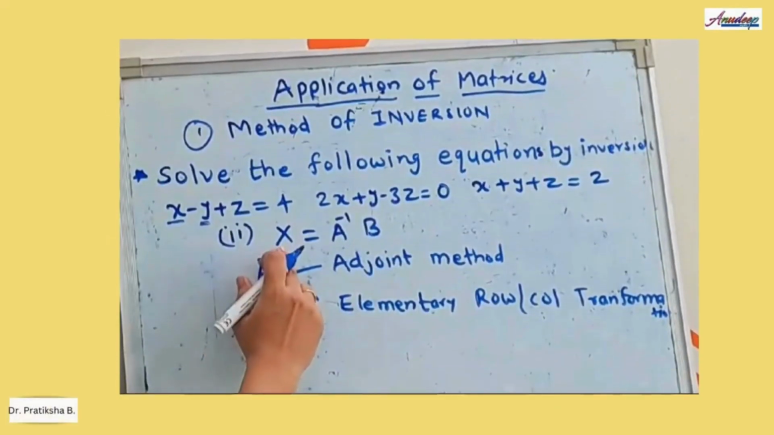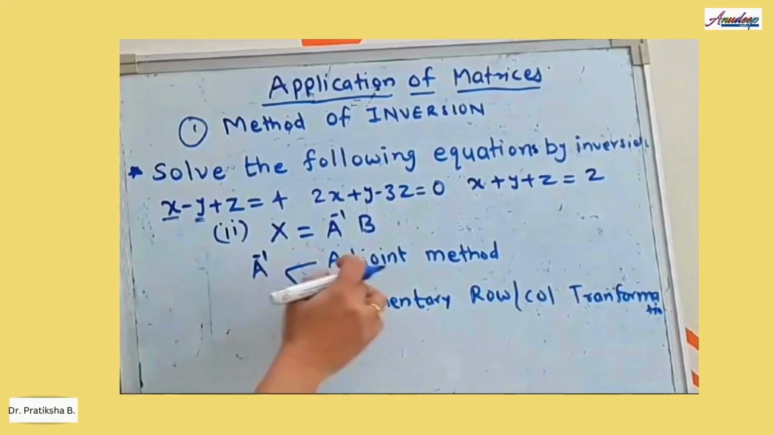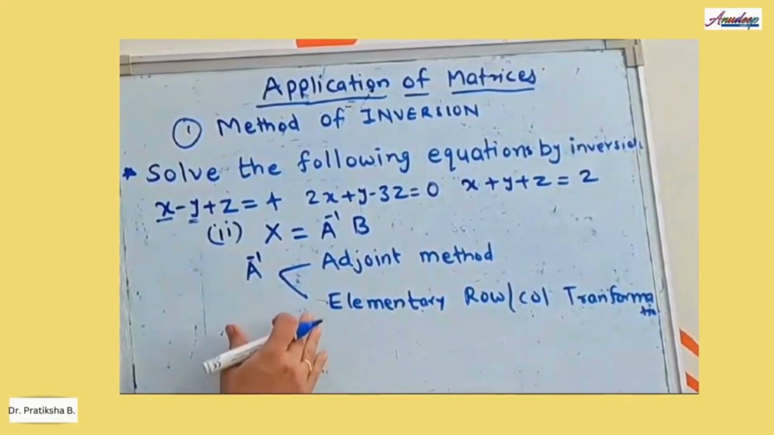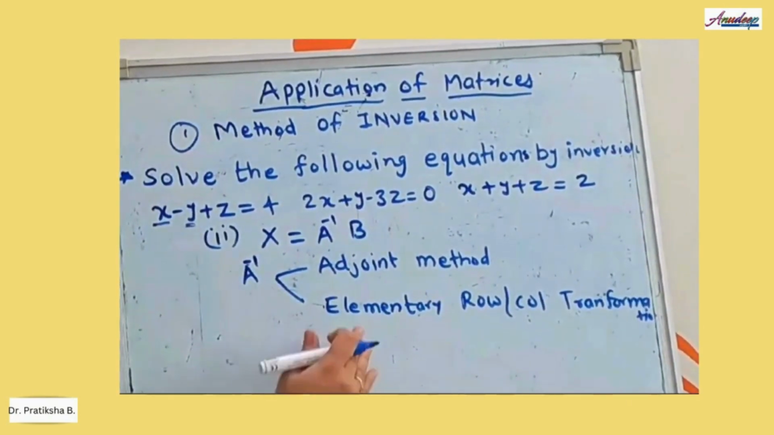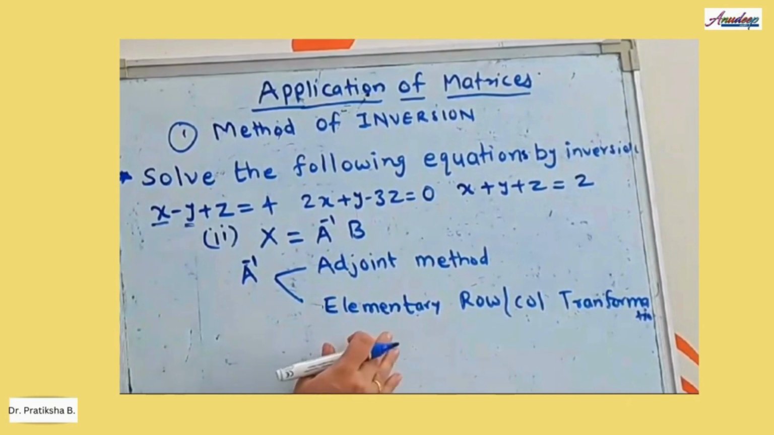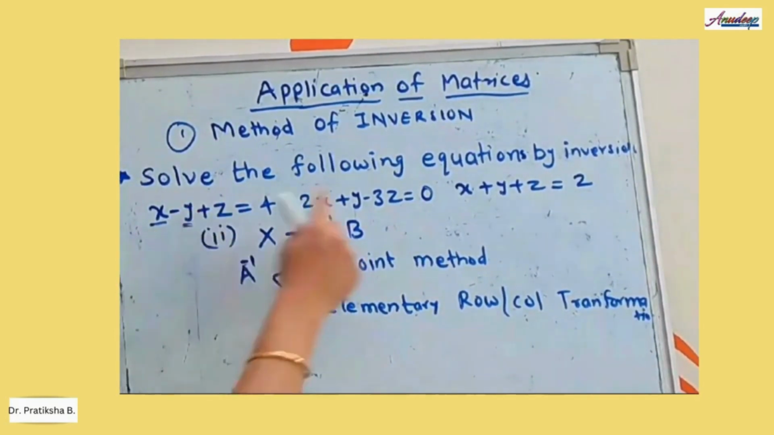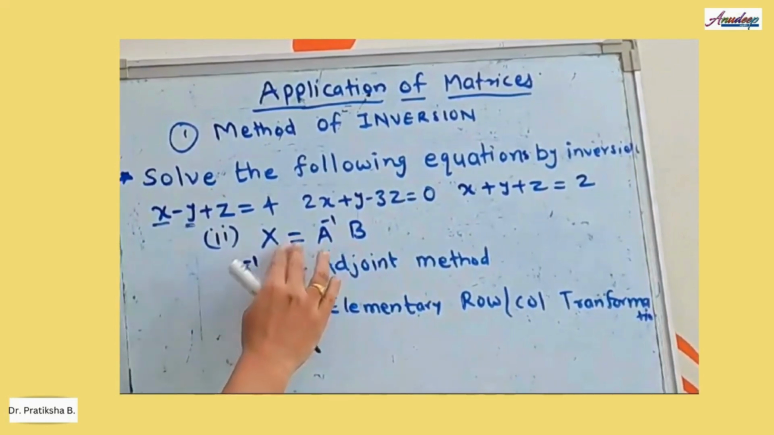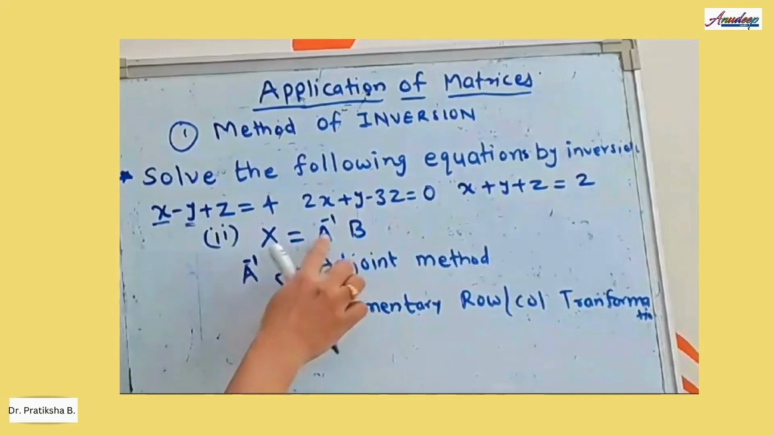The formula is x = A inverse B, where A inverse of a matrix can be obtained by the adjoint method or elementary row or column transformation. We have already discussed these two methods in earlier videos. If you have not seen them, I have given the link in the description box. You can check out those videos first and then proceed with the problem. So now there are only two steps. First, get the given equations into the three required matrices and then find the value of x, that is the solution of the equation, by the formula x = A inverse B.